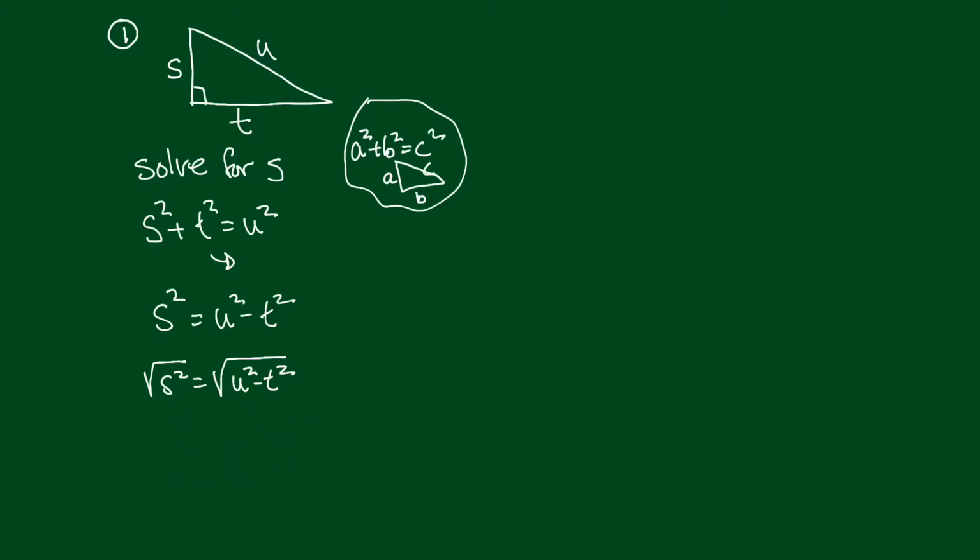So that helps a little bit here. S is going to be the square root of U squared minus T squared. I think that's the best we can do.